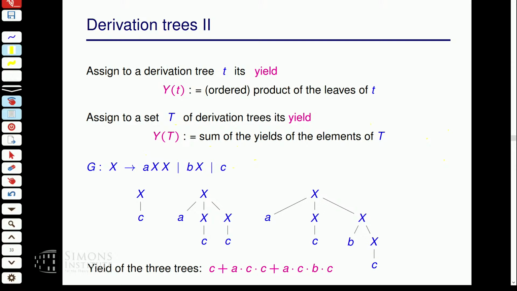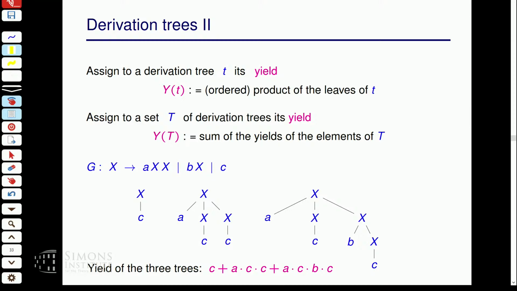in a grammar, you can have derivation trees, right? You can derive words by applying the productions of the grammar. So what we do is we assign to a derivation tree the yield of the tree. And the yield is defined as the ordered product of the leaves of the tree, because the semi-ring could be non-commutative, right? So for example, the yield of this derivation tree of the grammar is A times C times C. And here you have A times C times B times C. And then the yield of a set of trees is the sum in the semi-ring of the yields of all trees, right?